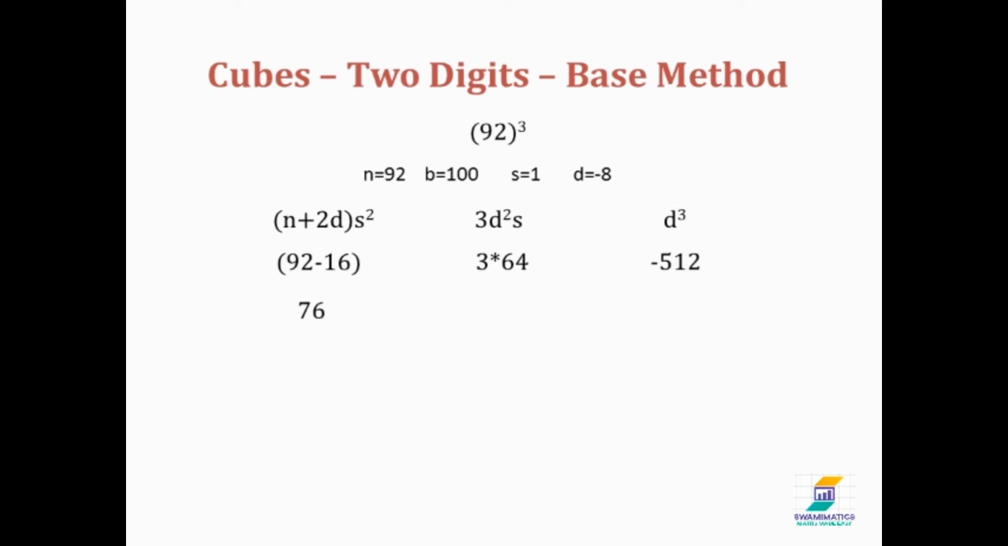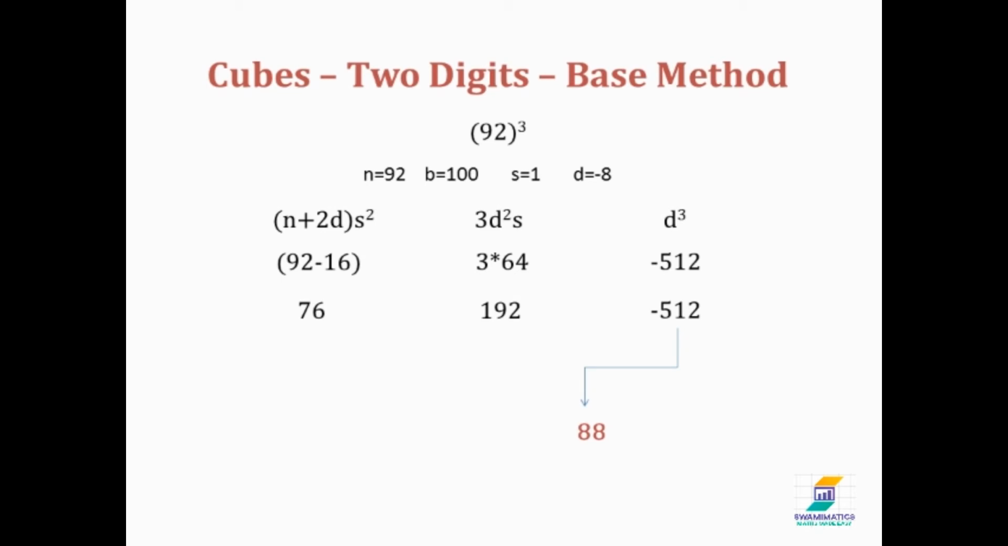Now, what is the first term now? 92 minus 16 is 76. 3 into 64 is 192. And the last one is minus 512. Now, when you look at the base, the base is 100. That is with 2 zeros. That means you need to assemble the answer 2 digits at a time.